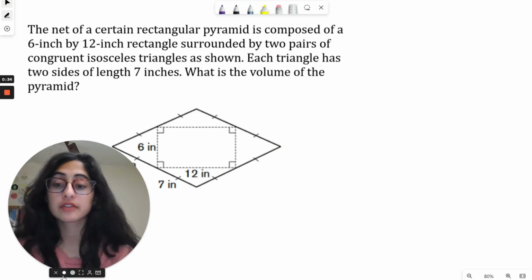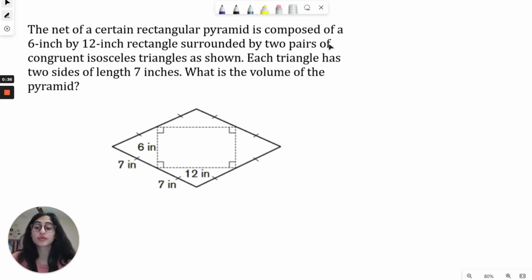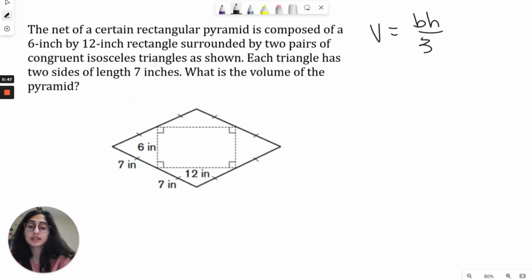So the first thing to know for this question is, what's the formula for the volume of a pyramid? Well, the volume of a pyramid is just base times height over 3. Now in this case, we can figure out the base pretty easily. The base is just going to be this rectangle that the pyramid stands on. So it's going to stand on this rectangle that's 12 by 6, and this right here will be its base.